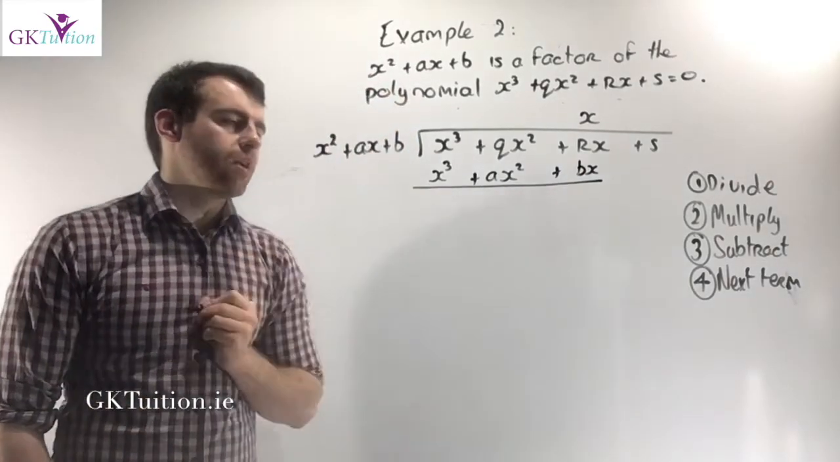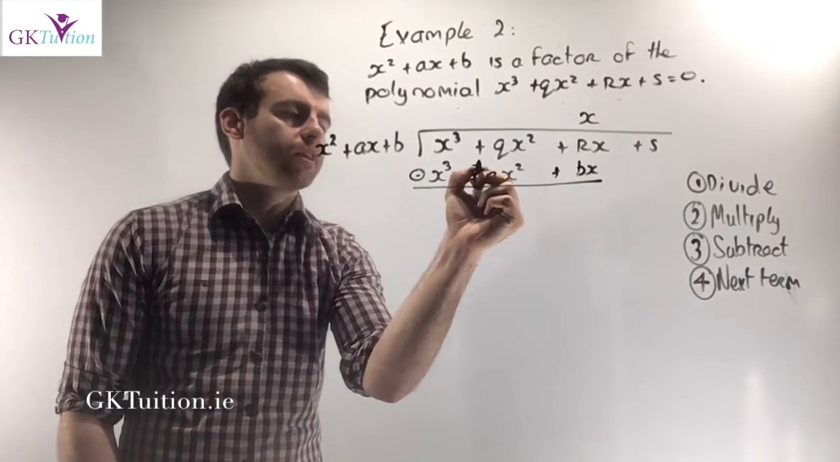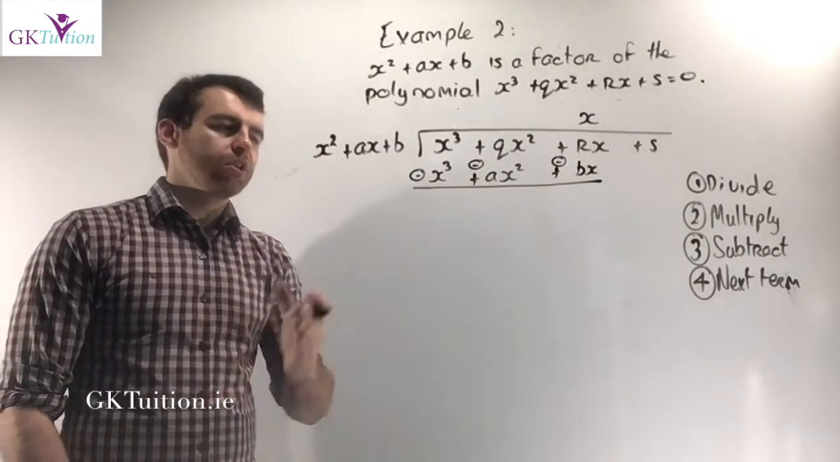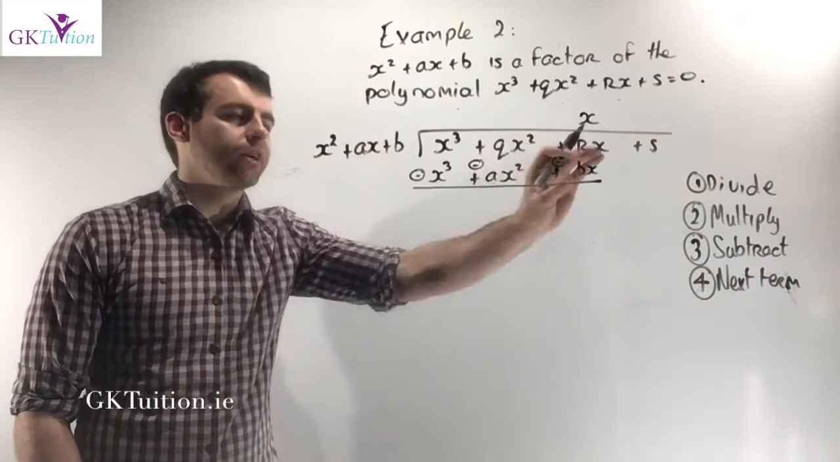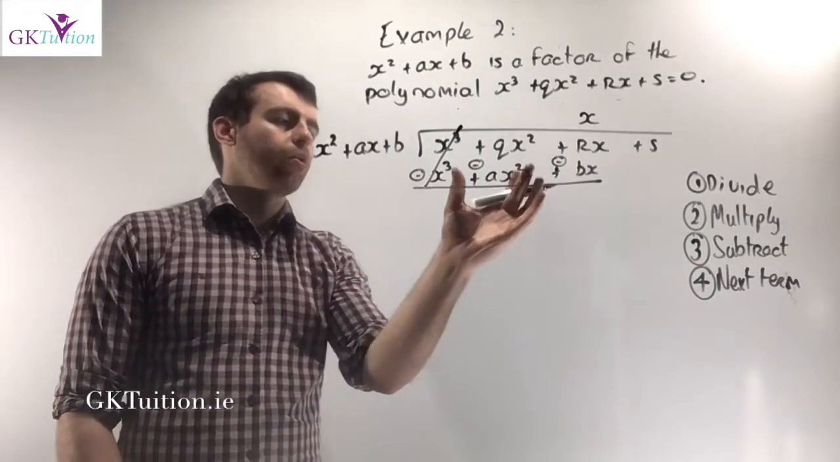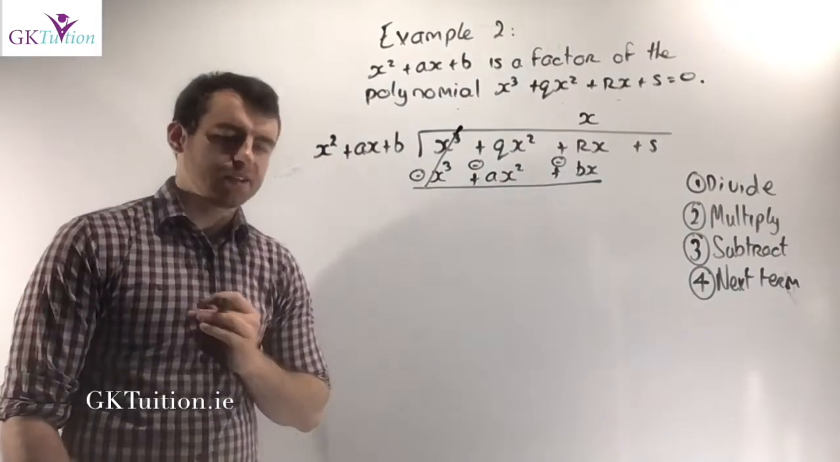The third step in long division is to subtract. So I'm going to change the signs. This becomes a minus, this becomes a minus, and this becomes a minus. Once again, I want you to notice that first of all, I'm only concerned with my x cubes. I'm completely ignoring everything else. The x cubes will cancel. Now I'm only concerned with my x squareds. I completely ignore everything else and I'm only concerned with my x squareds.